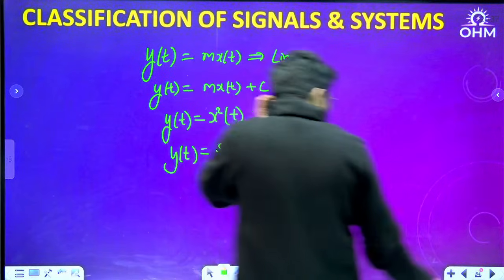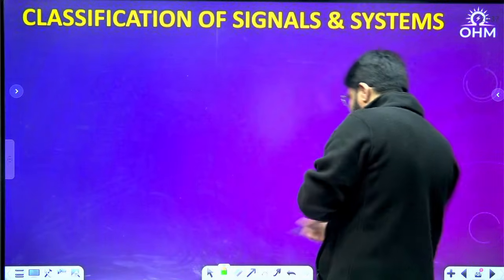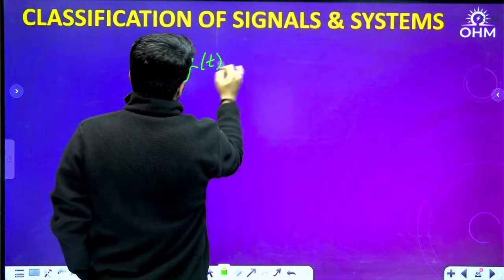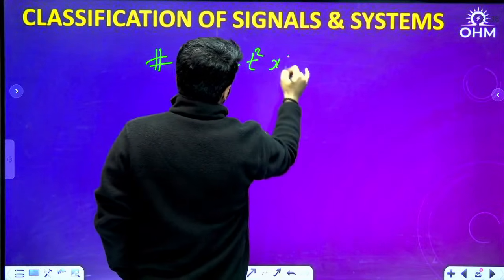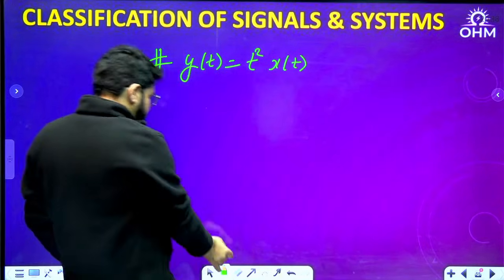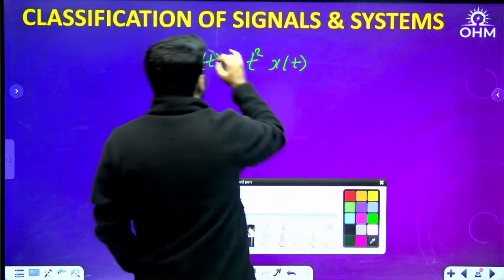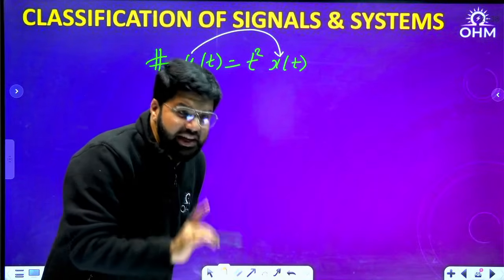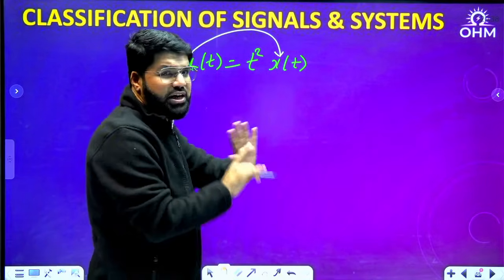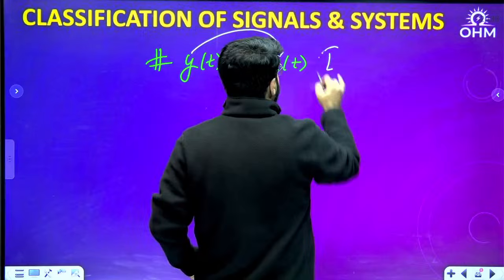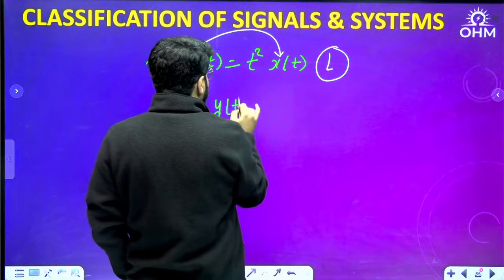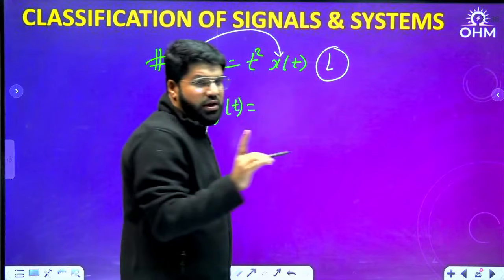Now another case is, what about t square x(t)? There is one option t square x(t), but finally y depends on x power 1, with a separate function of time. So any separate function of time multiplied outside will not affect the linearity. This will still be linear. Generalizing, whenever you get the question, I'm giving you the direct conclusion without any proof.